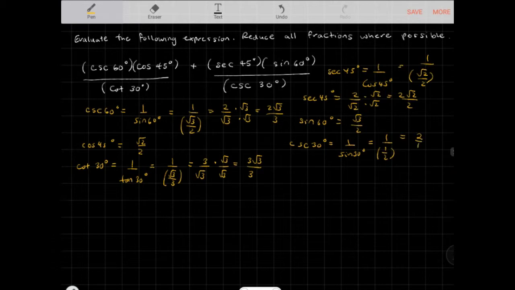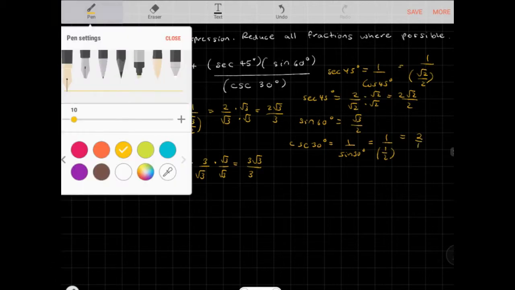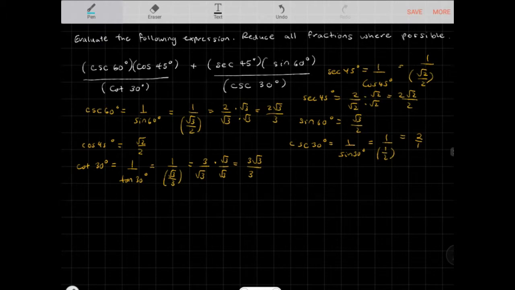Okay, now what I'm going to do here is take all of these simplified values that I looked at and put them back into my expression. So cosecant 60 we calculated was 2 times square root 3 over 3. Cosine 45 was square root 2 over 2. Cotangent 30 was 3 square root 3 over 3, right?